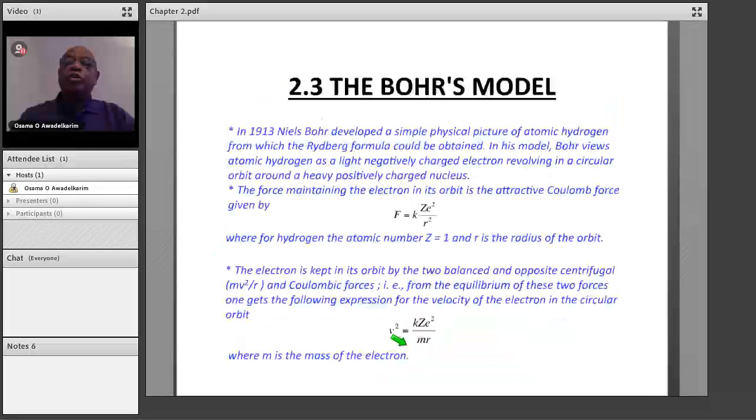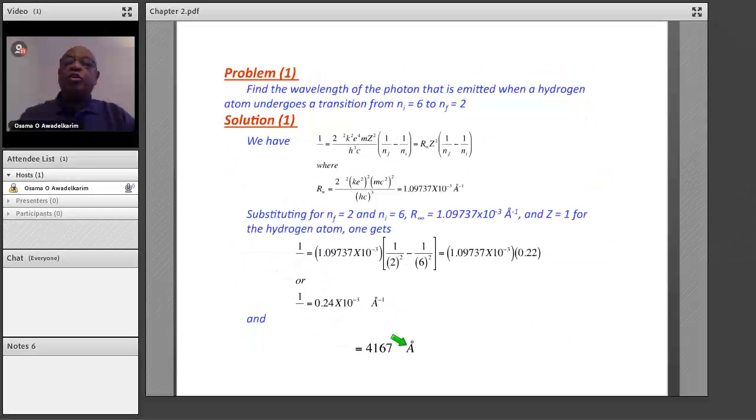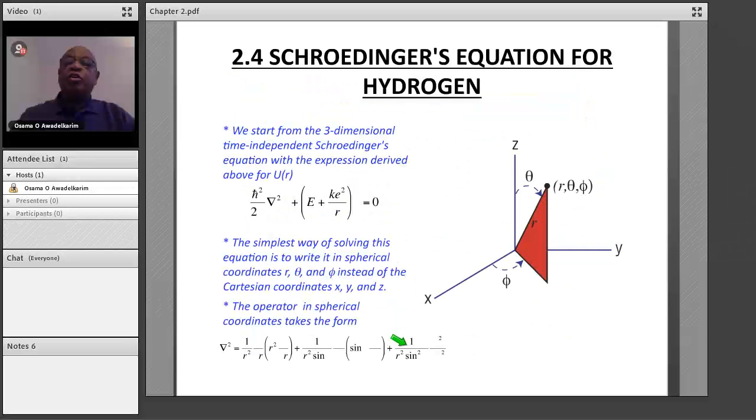Now I'm not going to talk about the Bohr model. I'm going to leave this for you to read, but I'm going to go straight to the Schrödinger equation. Now, instead of using the second derivative with respect to x in the Schrödinger equation, because this is a function of r, and the atom is like a sphere, I have a three-dimensional problem.